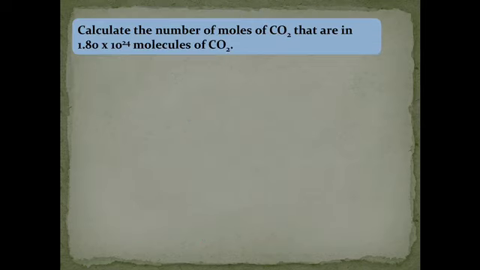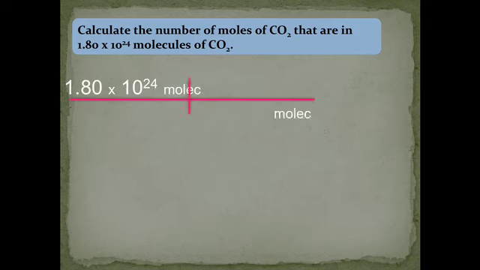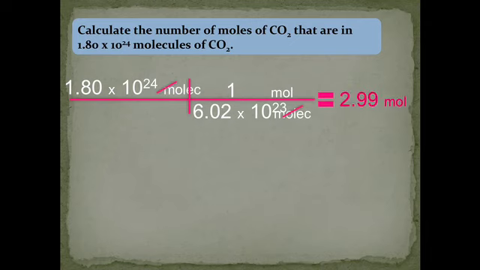Okay, let's look at another one. Calculate the number of moles of CO2 that are in 1.80 times 10 to the 24th molecules of CO2. I write my known from the problem. Molecules is on top, so it has to go on the bottom here, with 1 mole on top. It doesn't matter that we were talking about atoms before. This number still works because it's just how many particles. So I have 6.02 times 10 to the 23rd again. I cancel out my molecules, multiply across the top, divide on the bottom, and I get 2.99 moles.